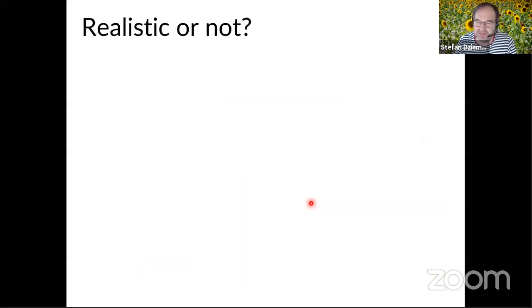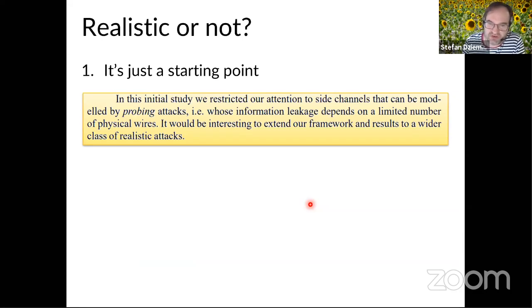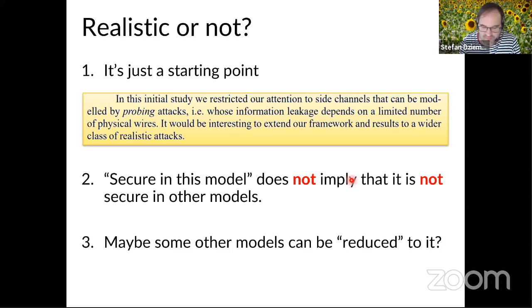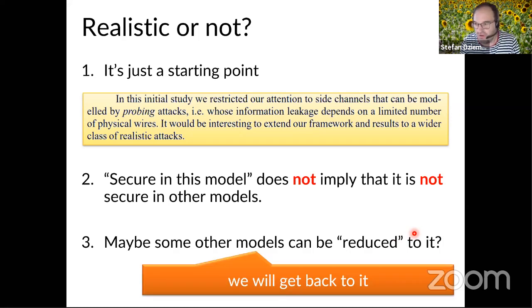Okay, so first of all, it's just a starting point. Even the authors of ISW say it explicitly that it's an initial study, and they say it would be interesting to extend the results to cover a wider class of realistic attacks. So nobody here claims that it's immediately practical. Then, of course, secure in some model doesn't mean that it's automatically not secure in other models. So you can say, okay, at least it's secure in the probing model. And finally, maybe other, more complex models could in fact be reduced to this model. And I'm going to tell you more about the reductions between models later.